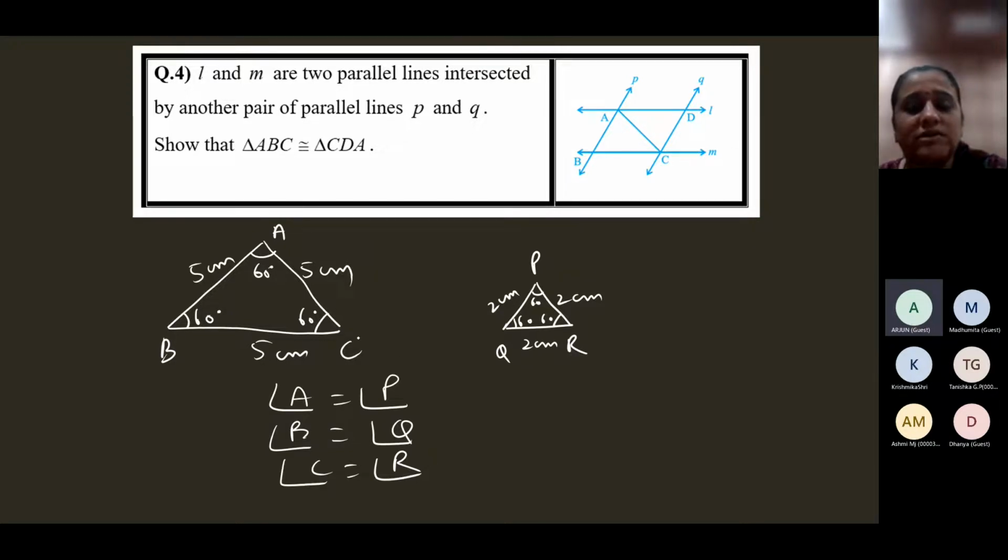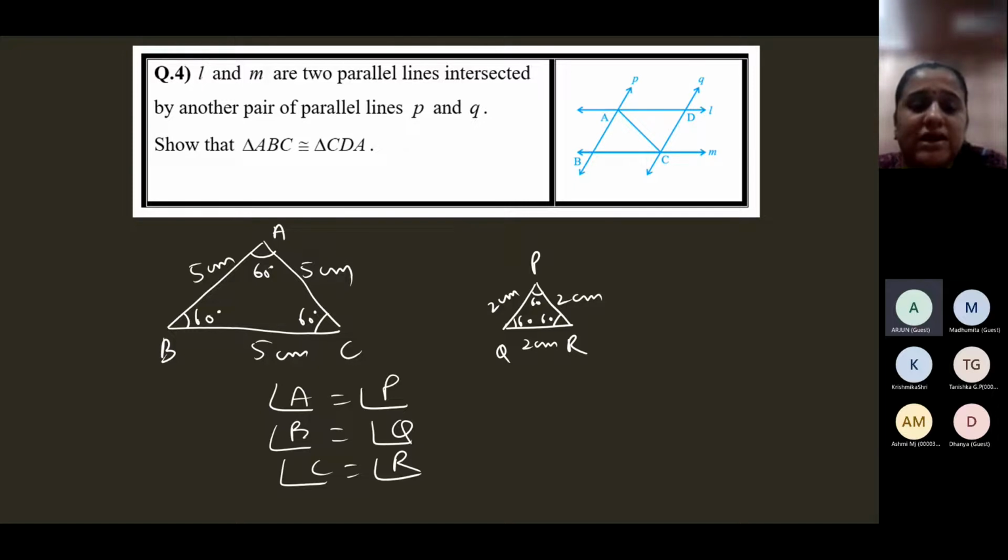But you know that the triangles are not identical. When we say that two triangles are congruent, that means they are identical. But you can see triangle PQR is smaller than triangle ABC. So you know that these two triangles are not identical. They are not congruent. One is small, the other is big.